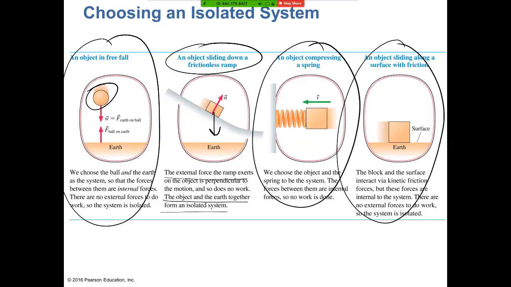All right, so then, an object sliding along a surface with friction. If I take the block and the surface together as my system, then whatever energy the block is losing because of the friction is just gained as thermal energy by the surface, right? Because it's isolated and I'm including the surface, the kinetic energy is lost by the block, but the surface gains thermal energy, so I can have them together.